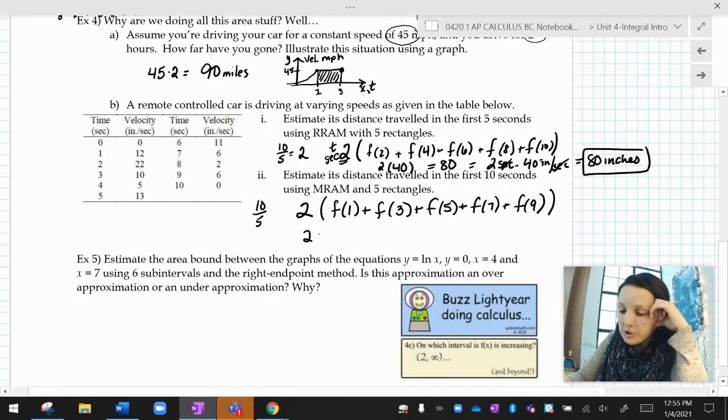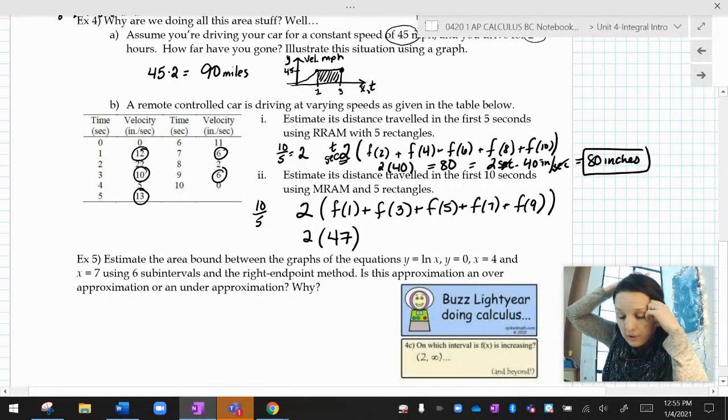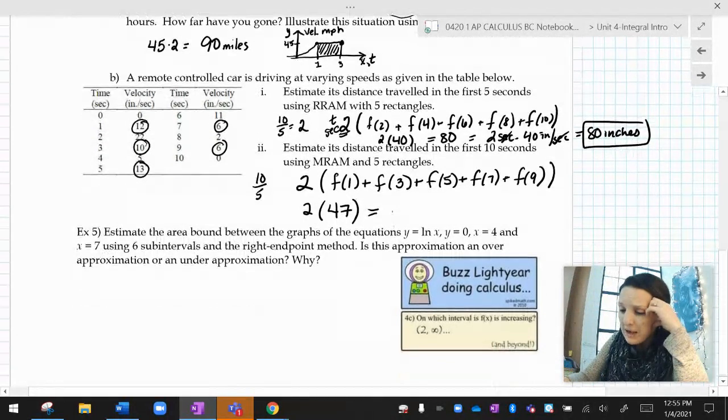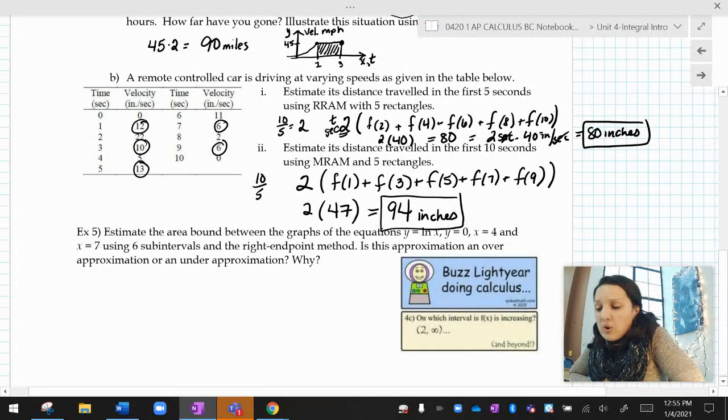So that's going to be 2 times 12 plus 10 is 22, plus 13 is 35, 41, 47. Hopefully I'm doing that math right there. And let's see, 2 times 47 is going to be 94. So 94 inches. In 10 seconds, it's gone 94 inches. That seems like a remote control car with a dying battery. All right, cool.